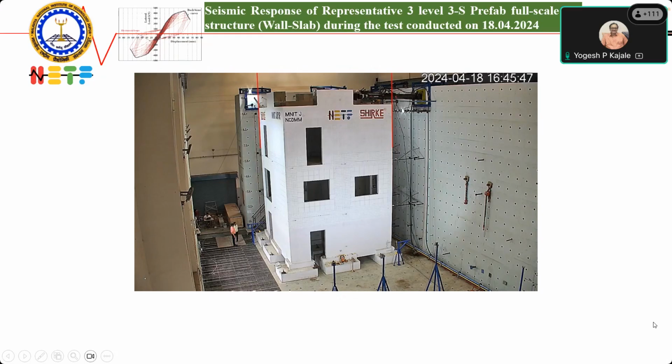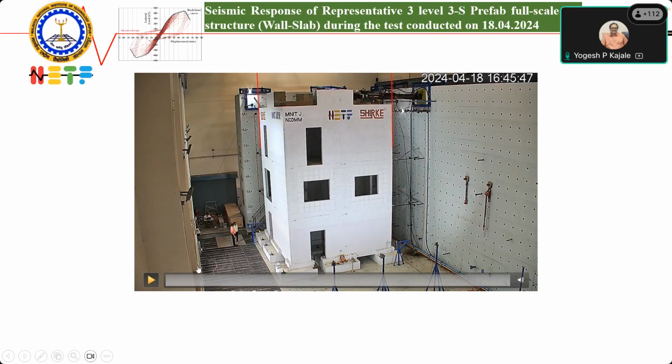You must have seen that the resistance from the structure was to the tune of 5.65 times the design basis earthquake load. So that much was the resistance recorded under 120 millimeter displacement.